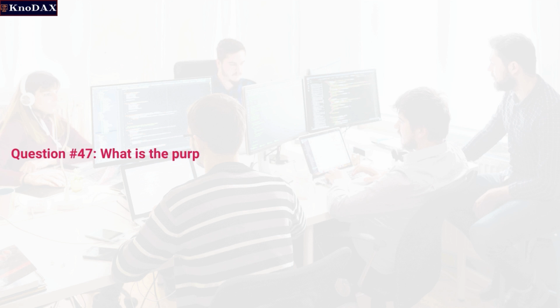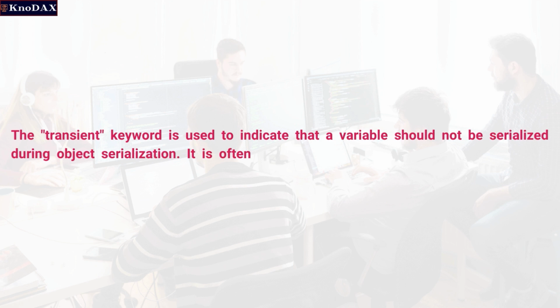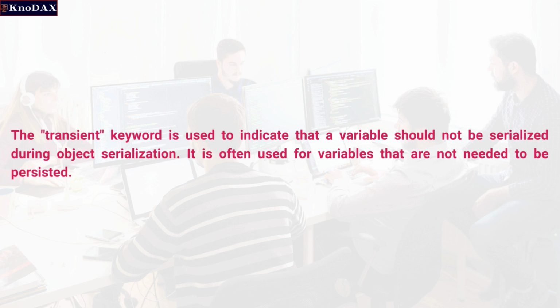What is the purpose of the transient keyword? The transient keyword indicates that a variable should not be serialized during object serialization. It is often used for variables that do not need to be persisted.